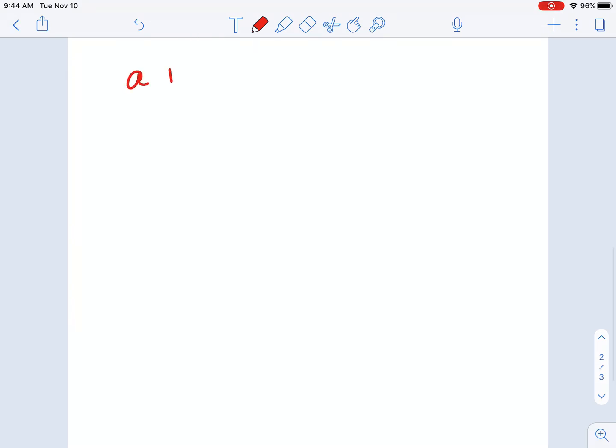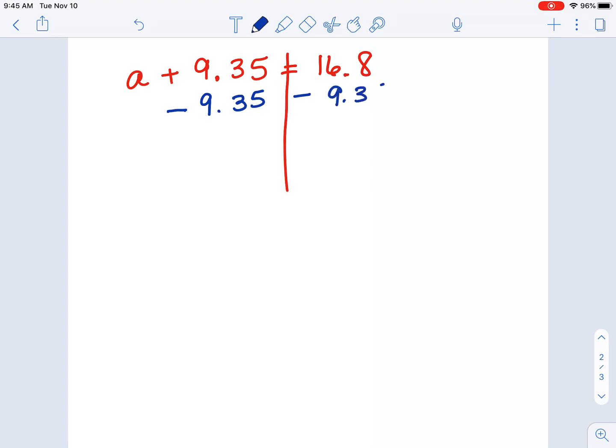So let's say we've got A plus 9.35 equals 16.8. So you would write this down, and then I want you to put a line showing the left side and the right side of your equation. I want to get rid of this plus 9.35, so the A will be by itself. So I do the opposite. The opposite of adding 9.35 is subtracting 9.35. And whatever I do to one side of the equation, I have to do the other. So I'm going to subtract 9.35.